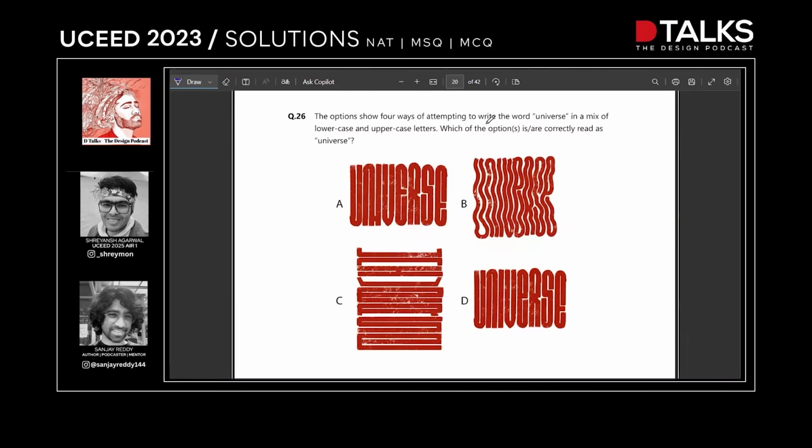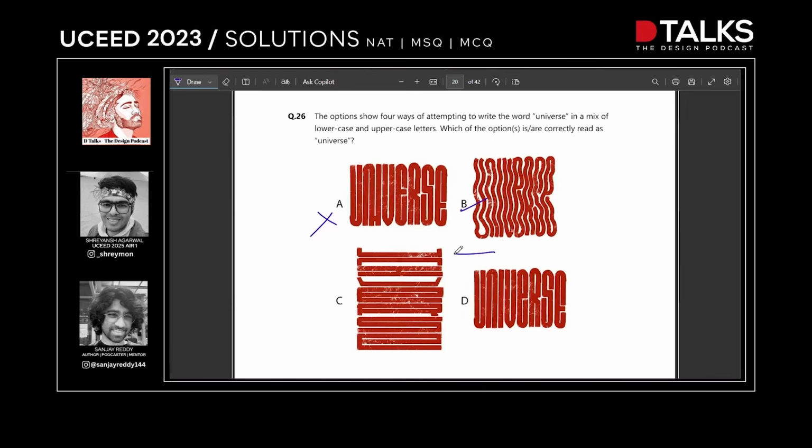Okay. 26. The options show four ways of attempting to write the word universe in a mix of lowercase and uppercase letters. Which of the options is or are correctly read as universe? So this one you can see the N and I are connected. A is wrong. In option B, it's U N I V E R S E. All the letters are clear. Option B is correct. Option C stumps people, but it's stretched vertically.